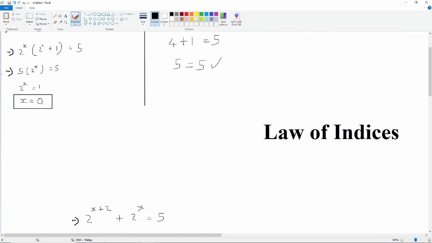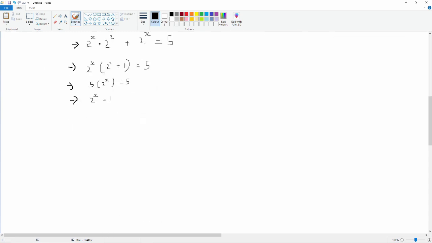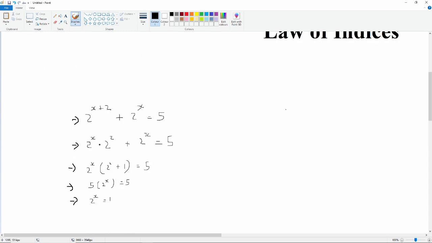This is just to show where we've got to. Okay, so now we've got our last step. Let's just do a bit more on the law of indices.